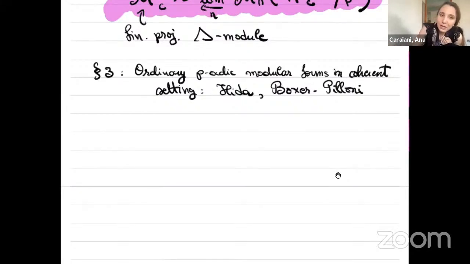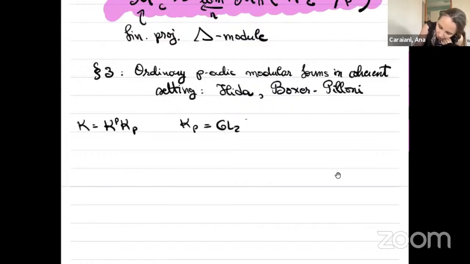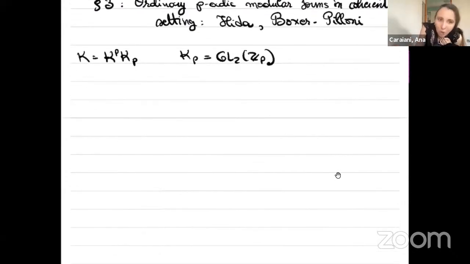So now I want to assume that my level is of this form with Kp equal to just GL2 of Zp. And then I have a nice integral model of the modular curve. Let's say X over Zp is the integral model. And I'm going to suppress the level.